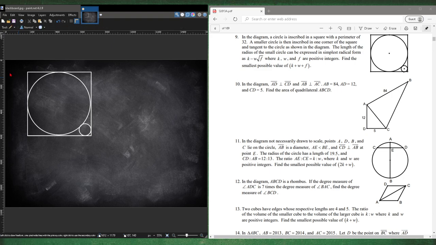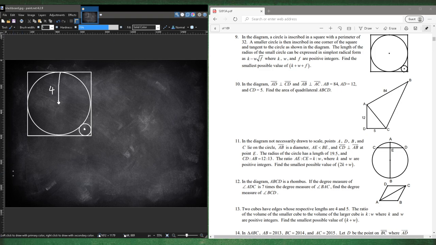Okay. So what we could do is put a center and center. We know that the perimeter is 32, so the side length of the square is going to be 32 divided by 4, which is 8. To get the radius, we have to divide by 2 to get 4. So that means our radius is 4. I'll just put it on top. So this is 4.